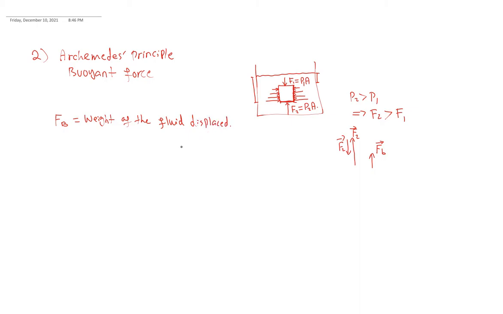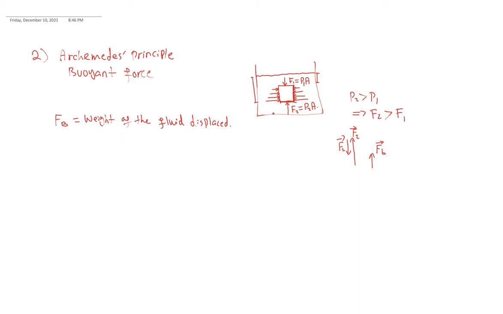Okay, so this is Archimedes' principle. Now, weight of the fluid displaced means, let's say I insert an object inside a fluid, and it does not even need to be a cube, it can be any shape, and let's say that object has 1 liter of volume. It means it displaces 1 liter of that fluid, and let's say that fluid is water, then it will displace 1 liter of water.